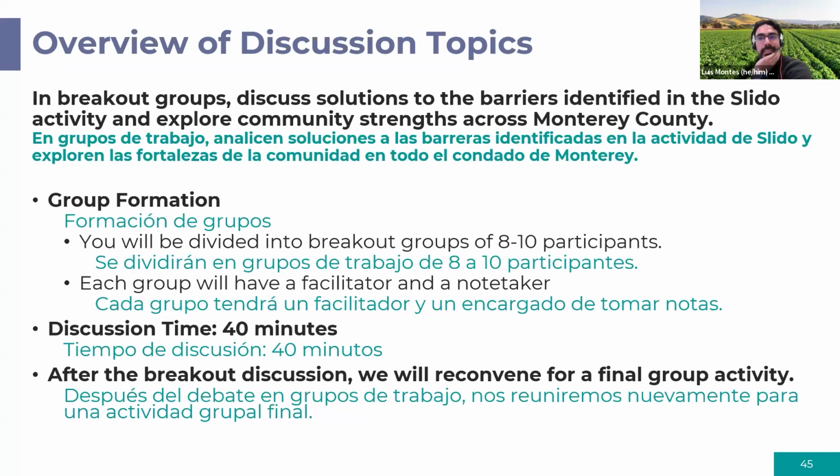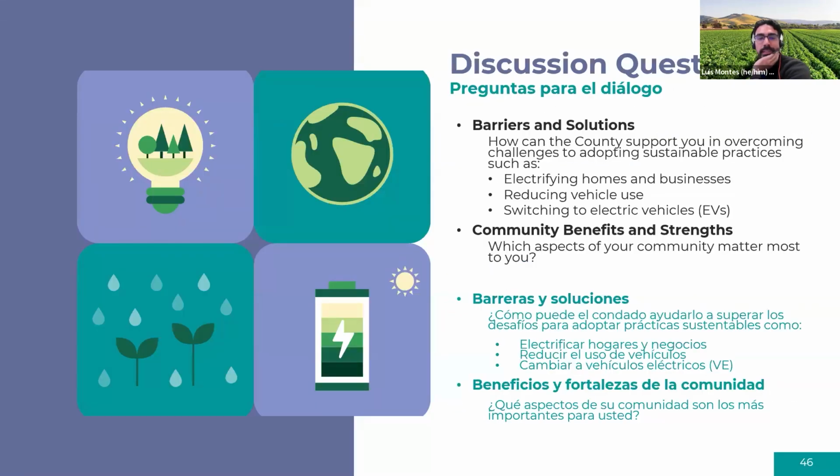Next slide, please. So these are the questions that we will be presenting. How can the county support you in overcoming challenges to adopting sustainable practices, such as electrifying homes and businesses, reducing vehicle use, switching to electric vehicles? And then community benefits and strengths. What aspects of your community matter most to you? So next slide, we have some ground rules.